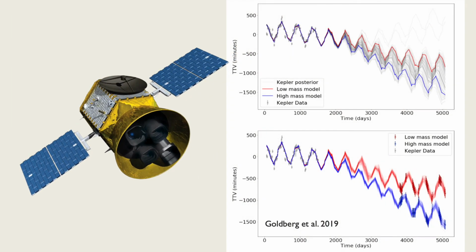Here is a plot from Max Goldberg's 2019 paper showing the power that additional transit events observed with TESS has on improving solutions that were originally derived with Kepler data. So here you can see how two solutions diverge. Both solutions were consistent with the Kepler data at early times. But the low mass and high mass models diverge quite strongly as time goes on.